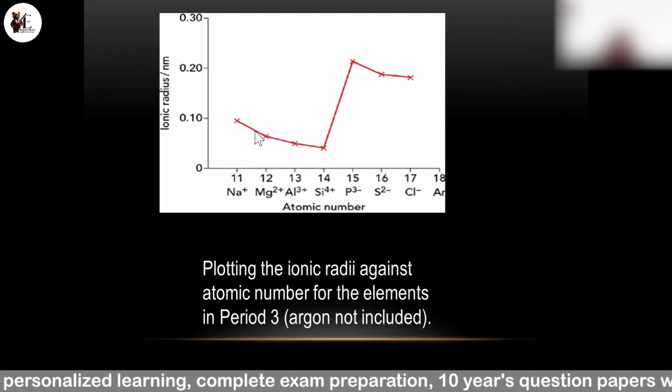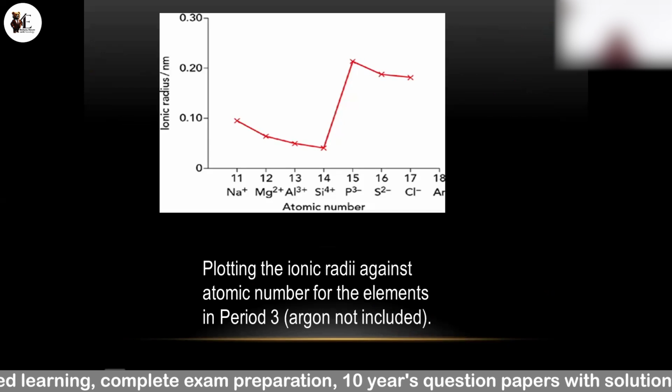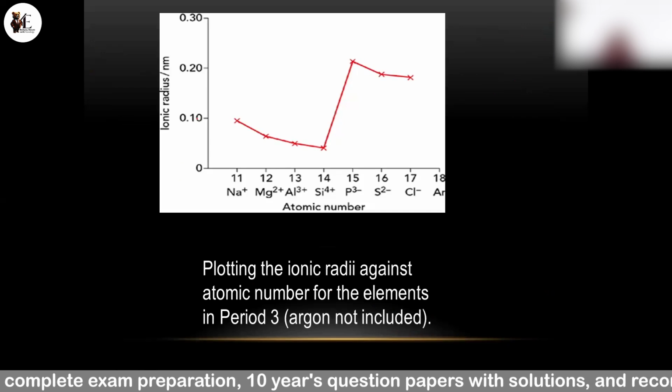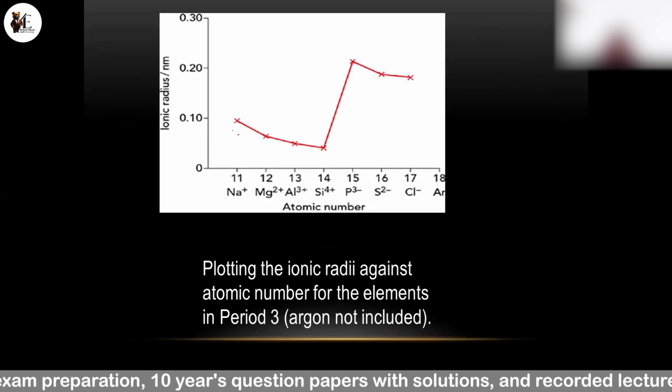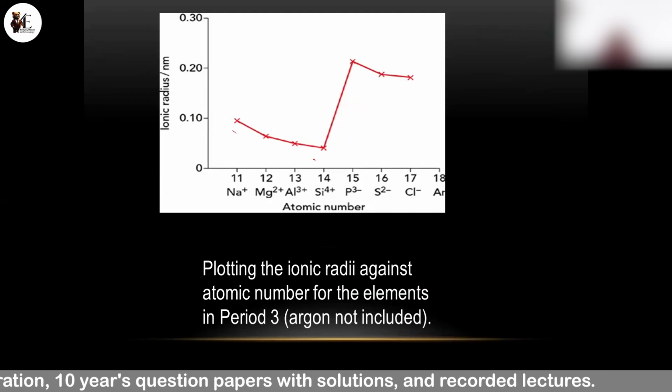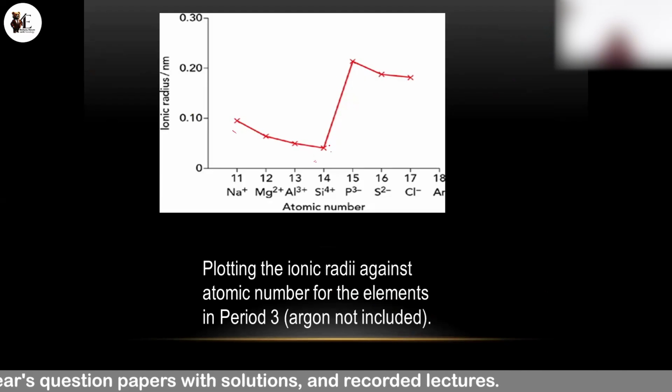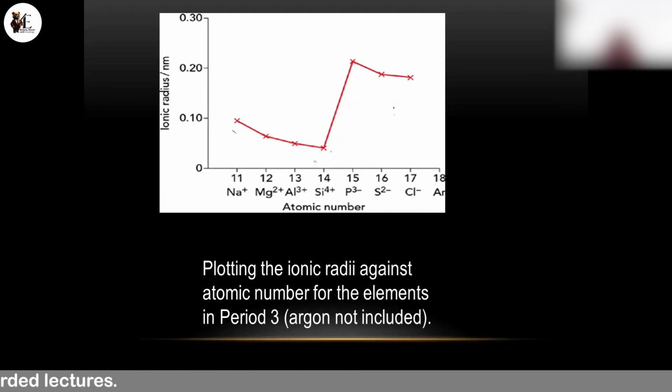So this is the graph of ionic radii against atomic number for the period 3 elements. You can see that for cations, as the positive charge increases, the ionic radius decreases, and as the negative charge increases from phosphorus 3- to chlorine -, it is again increasing. So this is the trend of ionic radius.